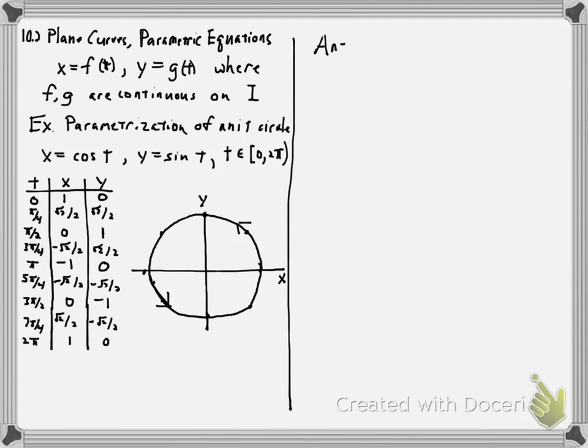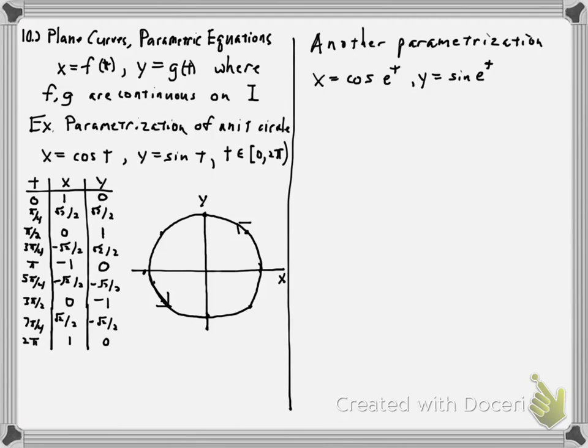Another parametrization, which wouldn't really make any sense, but nonetheless is still another parametrization, would be the following. X equals cosine of, let's say, e to the t. Y equals sine of e to the t. I know this seems strange, but this is another parametrization. However, we have to make sure that t spans a large enough interval to traverse the whole unit circle. More on that in a second.